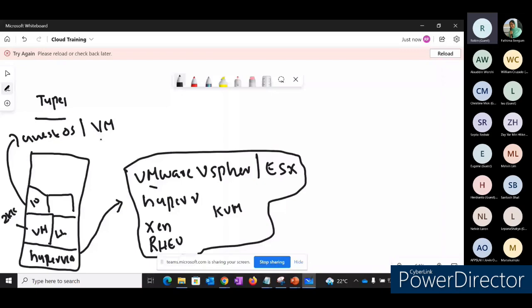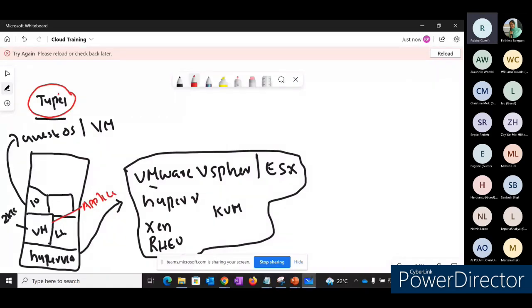Now on top of the virtual machine, if you want, you can install applications. It can be MS Office, Active Directory, DHCP, or DNS. This can be installed on top of it. This kind of model is generally known as a type 1 hypervisor.